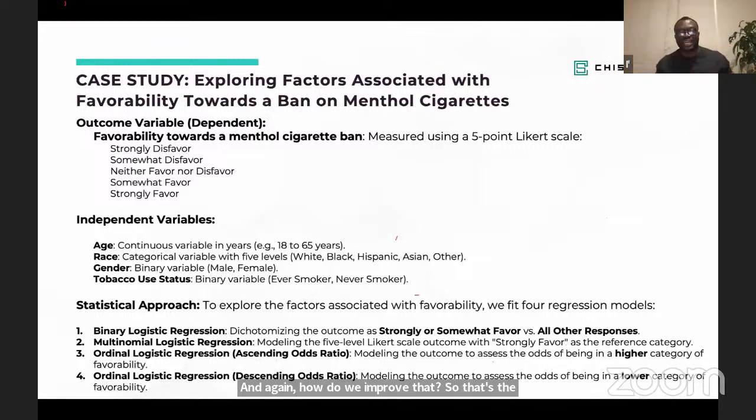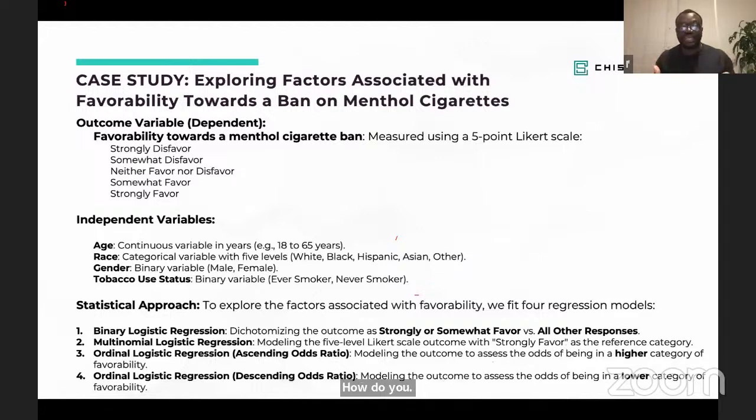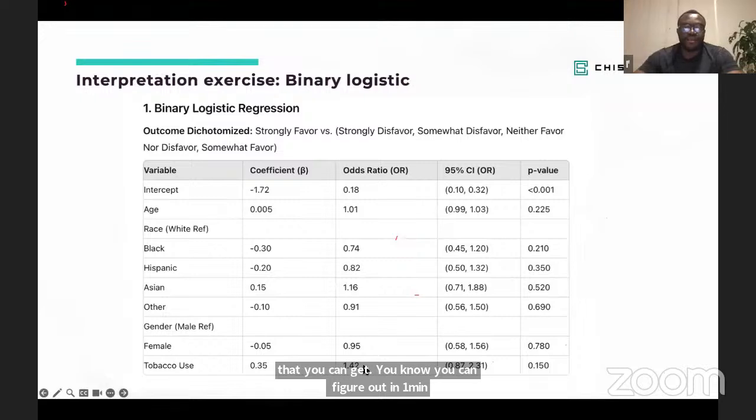This is just to tie together all the things we've covered in this bootcamp and ask, what's the difference? What forms the basis for deciding on one approach versus the other? And more importantly, how do you interpret? If you notice, we're not even worried about issues of code. You can figure out the code in 1 minute. We want to focus more on the principles, the judgments, and interpretation. That is far more important than the code, which is just a one-liner that you can figure out in 1 minute, literally. All right, so let's look at the first scenario here.